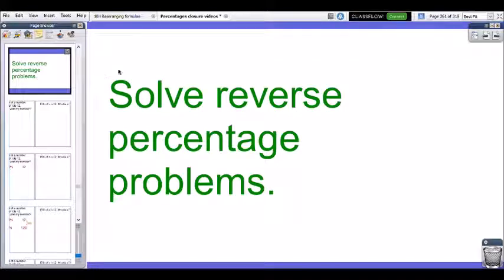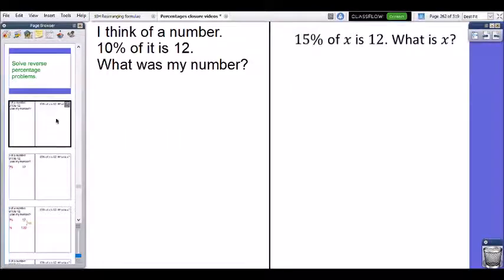Good morning everyone. In this lesson we're going to be solving reverse percentage problems. Let me show you what a reverse percentage problem is. Let's say I think of a number, 10% of it is 12. What was my original number?